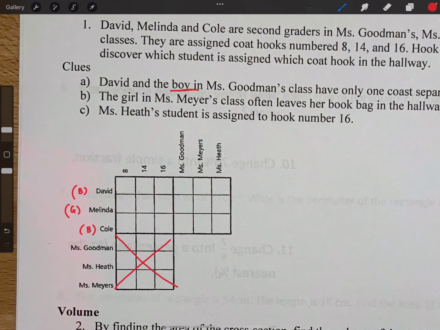David and the boy. So that means the boy in Miss Goodman's class must be Cole. So Cole must be in Miss Goodman's class. We look at Cole and Miss Goodman and put a tick there.